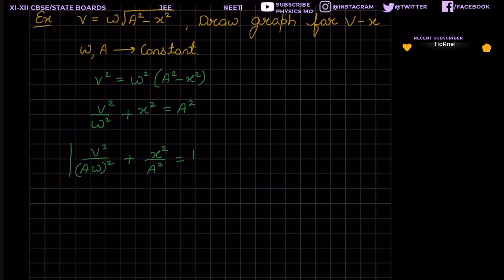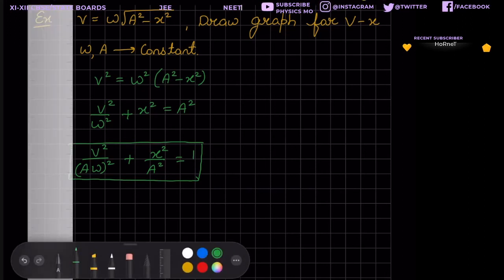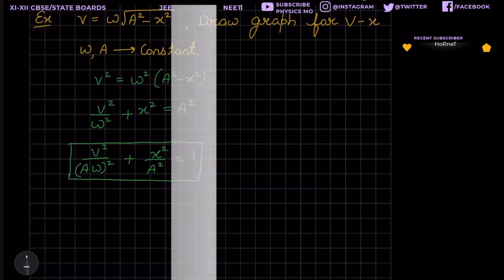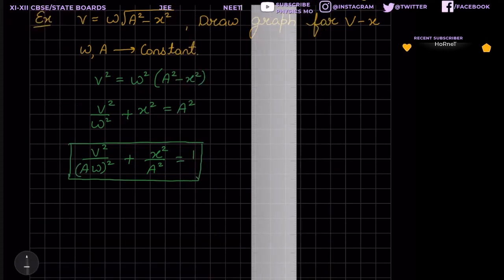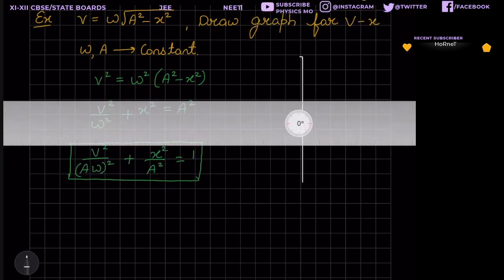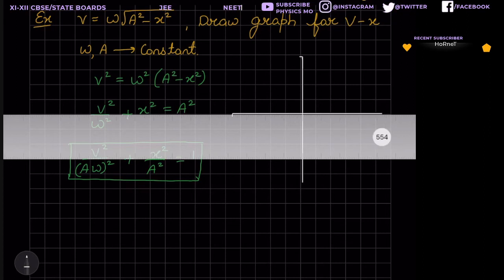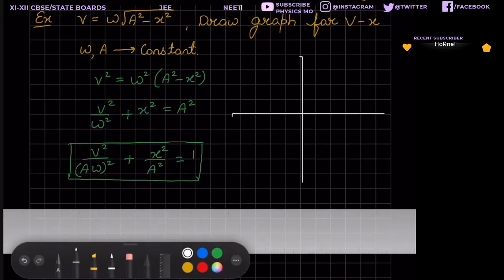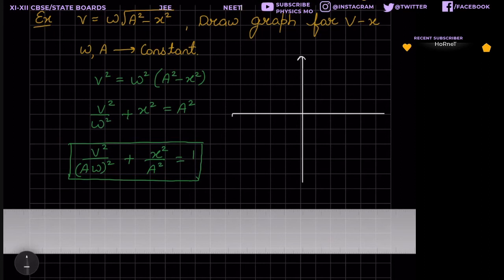Now you can see this equation looks like the equation of an ellipse, which means if you wish to draw this on the axis, which will not look like that at first, you have to solve it in that way, to see how it looks after simplifying. So this is your one axis, this is your other axis, and let's say this is your velocity axis, and this is your x-axis.